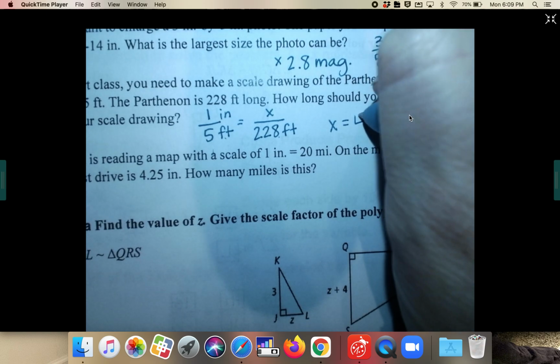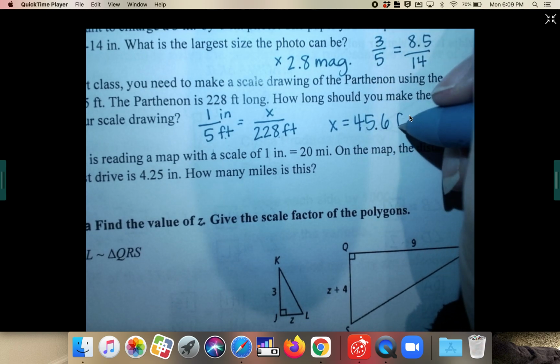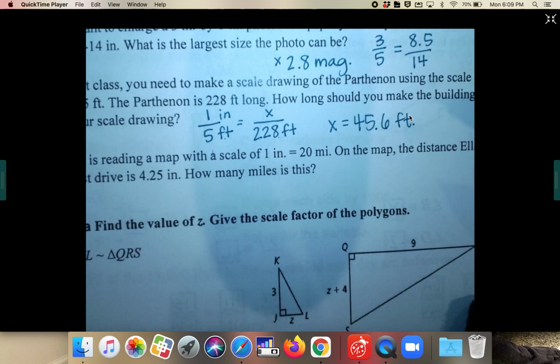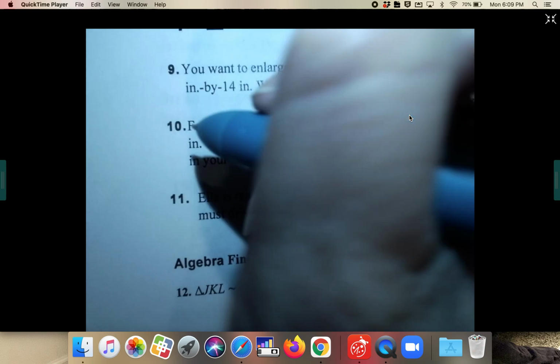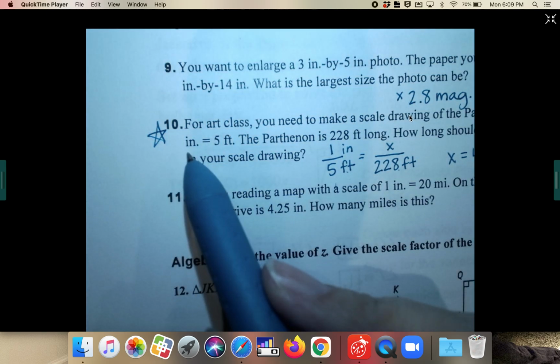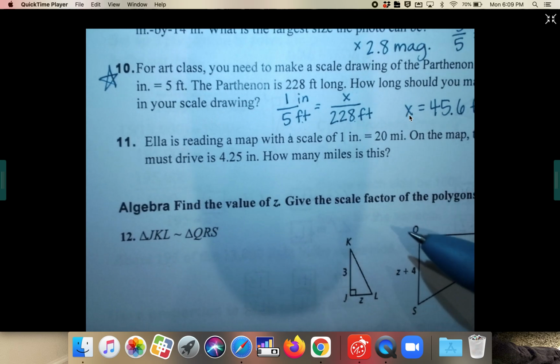Can I put out a challenge for you guys? Doing it this way, I got 45.6 feet, but that actually doesn't make logical sense. I'm not going to have a drawing that's 45 feet long. So I'm going to challenge you guys to fix what I did here and then come tell me in class, because I would love to hear your answers.